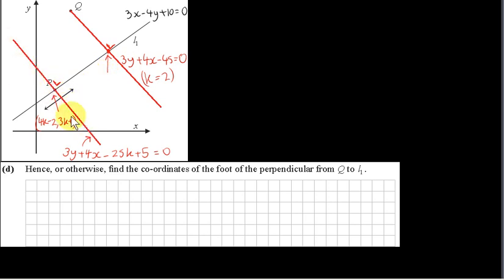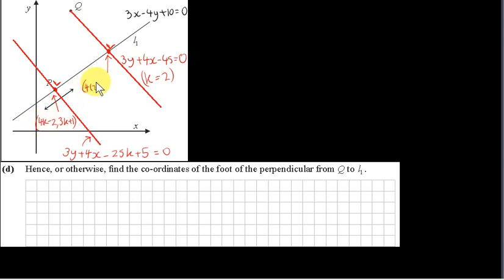The general equation of this line is 3y plus 4x minus 25k plus 5 equals 0. The general coordinates of this point, that is where this line cuts L1, are 4k minus 2, 3k plus 1. For k equals 2, this line becomes 3y plus 4x minus 45 equals 0, and the intersection of this line with the black line is still given by this, of course, because this point is a point on this line. It has to have this form here, 4k minus 2, 3k plus 1. But you see that now we know that for this particular line, k is equal to 2. So the intersection of the lines is given by this general form with k replaced by 2.